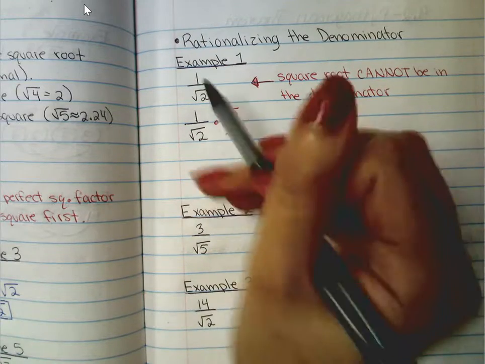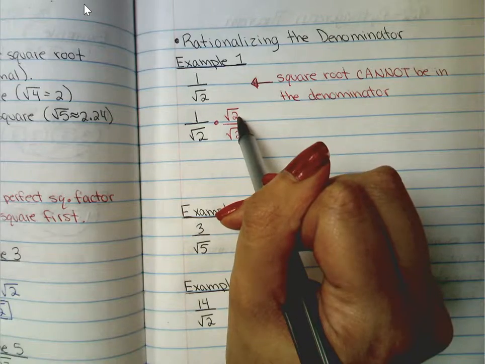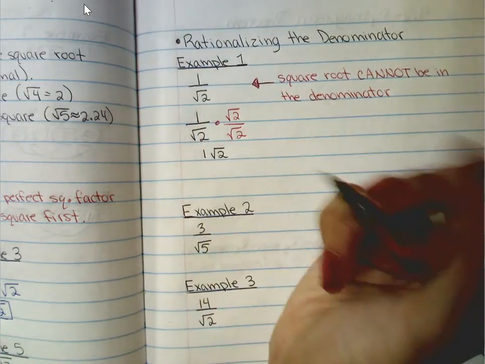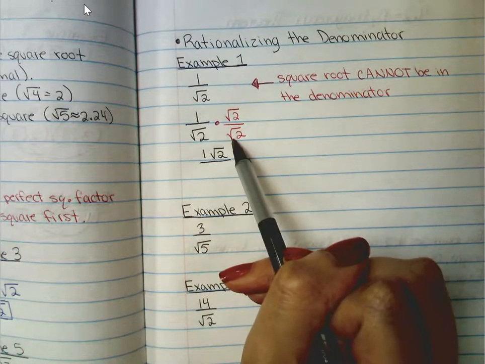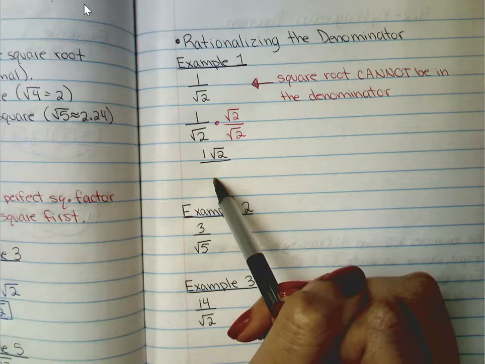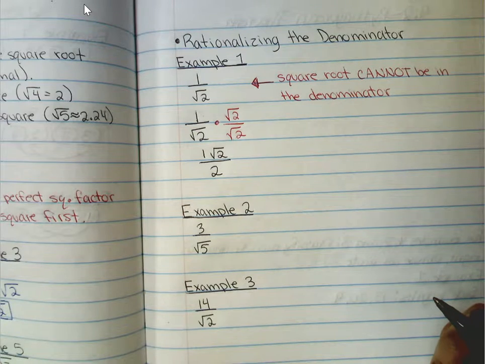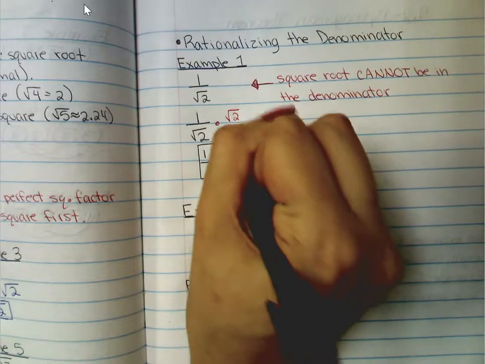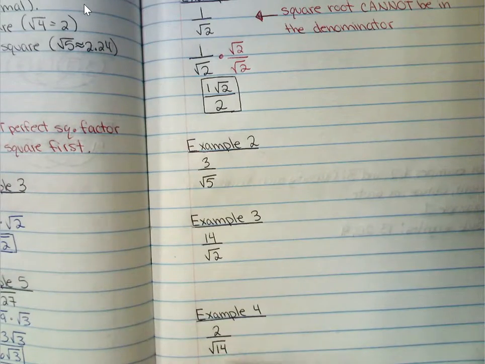So the square root of 1 times the square root of 2 is going to give me 1 square root of 2. And then my denominator is square root of 2 times square root of 2. That's just going to give me 2. And then that's it. That's my answer. I got rid of the square root that was in the bottom. That's my answer.